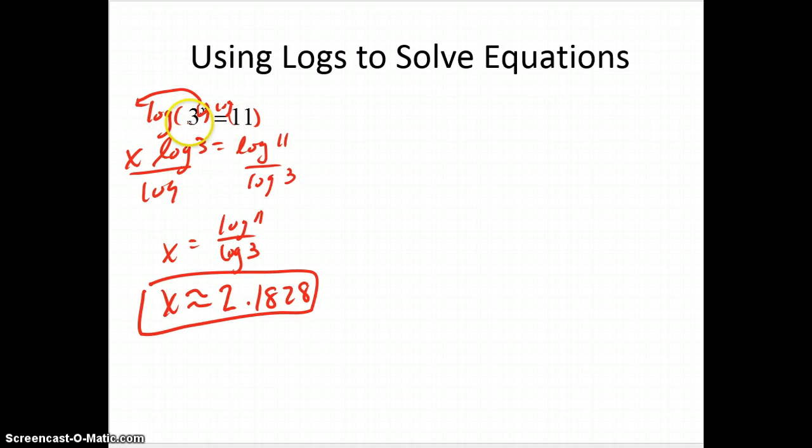So the type of problem that you'll see that you'll want to do this on is when it's like 3 raised to an x, or 4 raised to an x, or 4 raised to a 2x, something like that. Those are the types of problems that you're going to want to use this on.